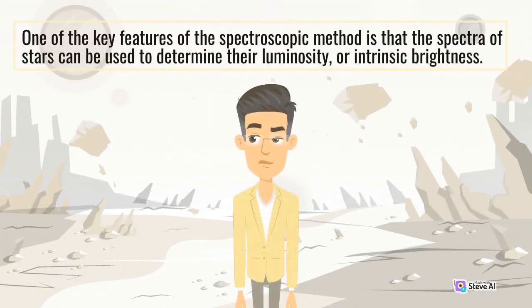One of the key features of the spectroscopic method is that the spectra of stars can be used to determine their luminosity, or intrinsic brightness.